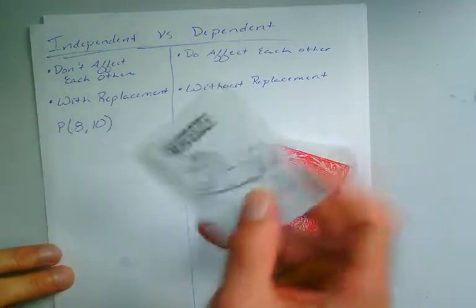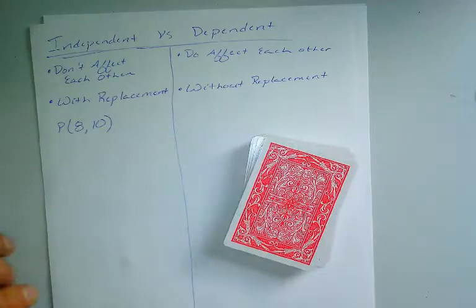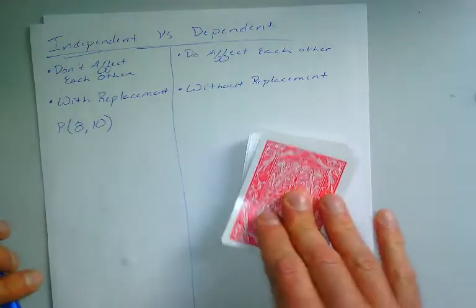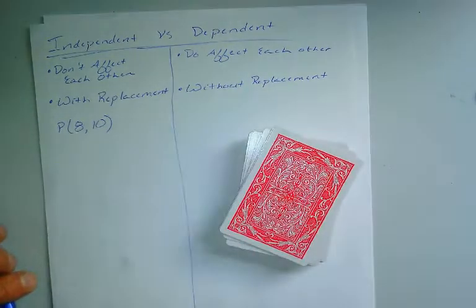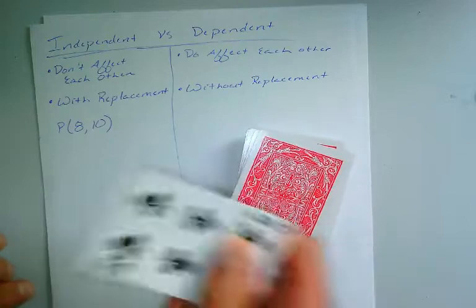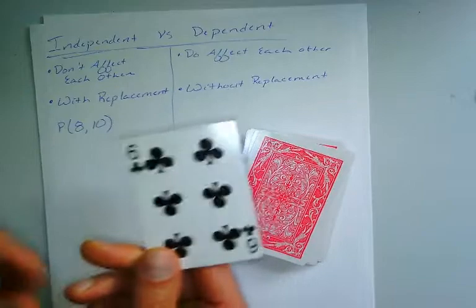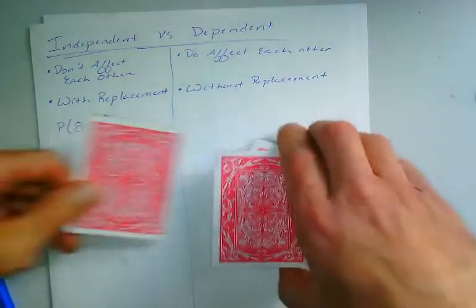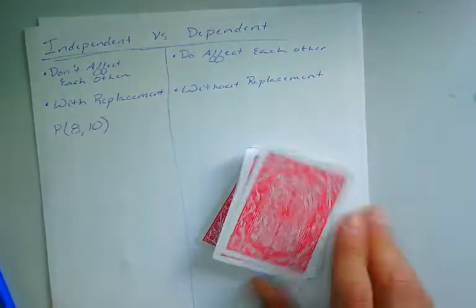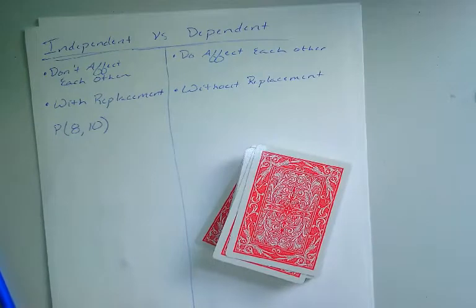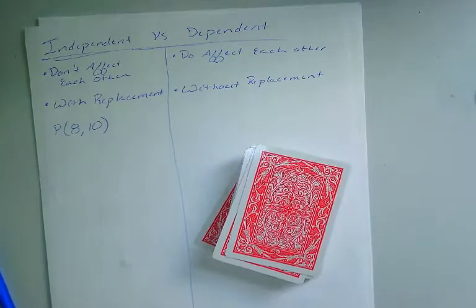Well, I didn't get an 8. Oh, I've got a joker in here. I didn't mean to have jokers. Throw that out. Alright, so the probability of getting an 8, which I didn't get. So I draw my first card, and then I put it back. Now since I put that card back, it doesn't affect the probability of getting a 10 at all. That is independent. Those are two independent events.